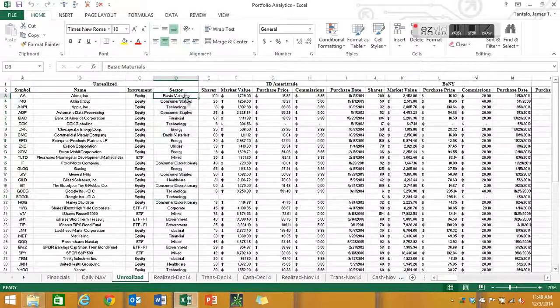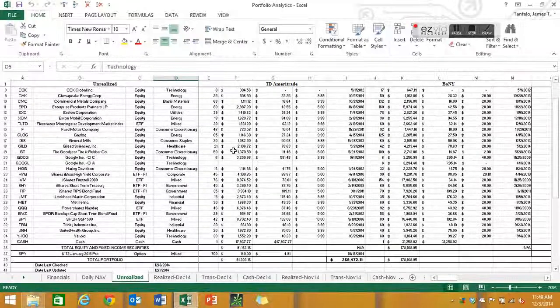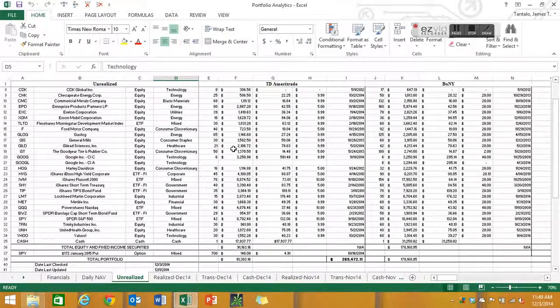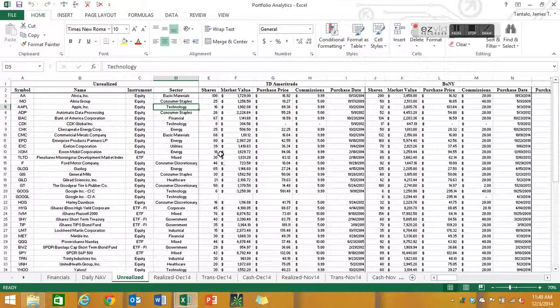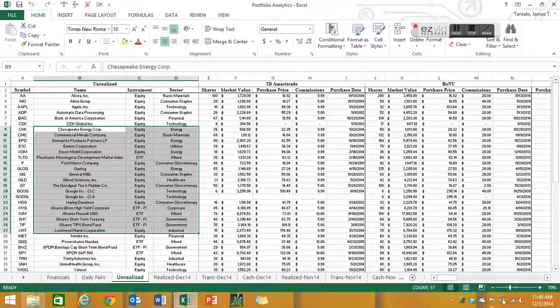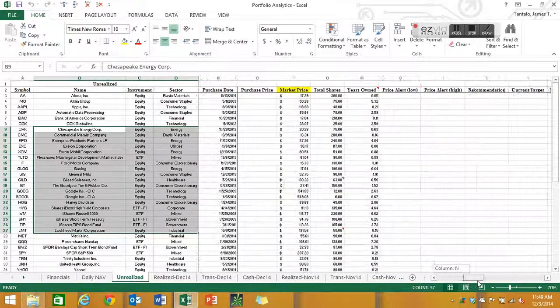Ranging from basic materials to consumer staples, technology, financials, energy, utilities, consumer discretionary, healthcare, and industrial. We also have real estate as a sector as well, but we don't currently own any real estate stocks or real estate investment trusts, which are called REITs. And so this is what you're going to see no matter where you go on the spreadsheet, because I've frozen these panes.